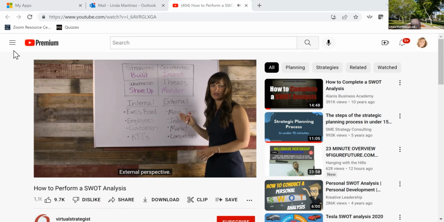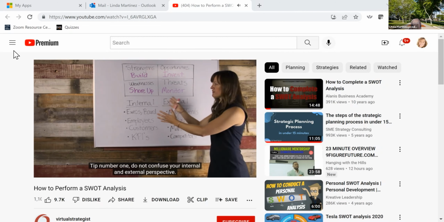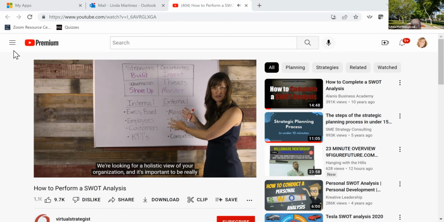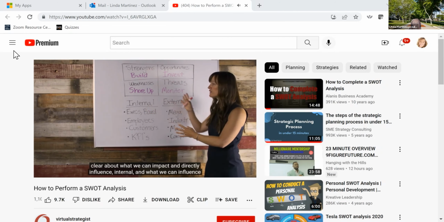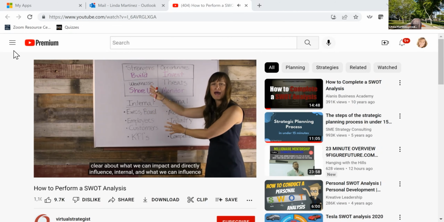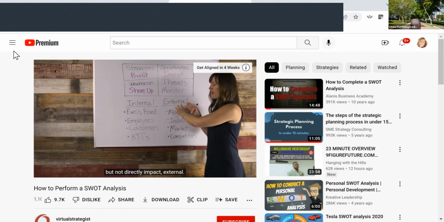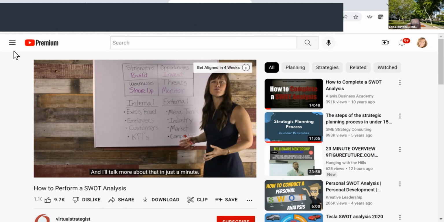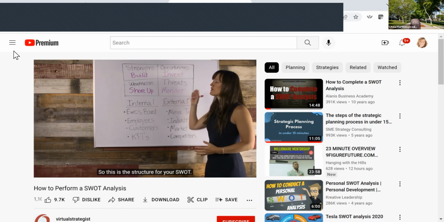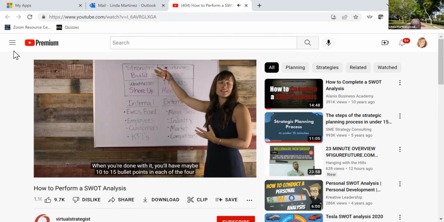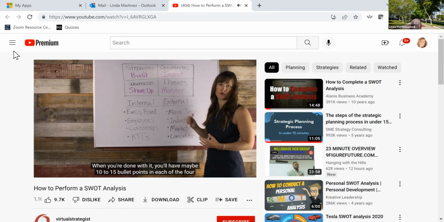External perspective. Tip number 1, do not confuse your internal and external perspective. We're looking for a holistic view of your organization, and it's important to be really clear about what we can impact and directly influence, internal, and what we can influence but not directly impact, external. And I'll talk more about that in just a minute. So this is the structure for your SWOT. When you're done with it, you'll have maybe 10 to 15 bullet points in each of the 4 quadrants.